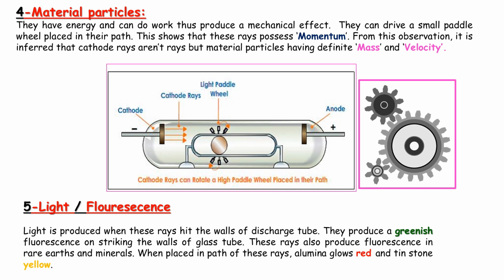Next, the sixth property suggests that light is produced when these rays hit the walls of the discharge tube. In this specific experiment, they produce a greenish fluorescence on striking the walls of the glass tube. Other examples can be, alumina glows red and tinstone yellow.